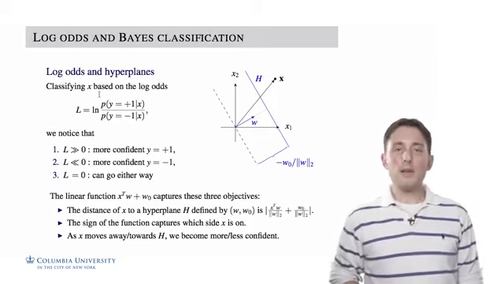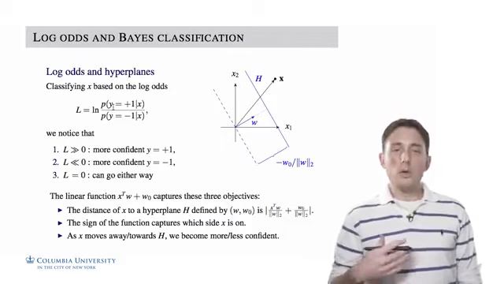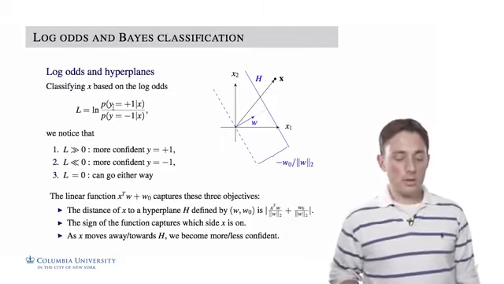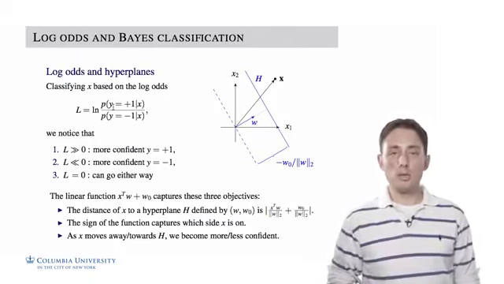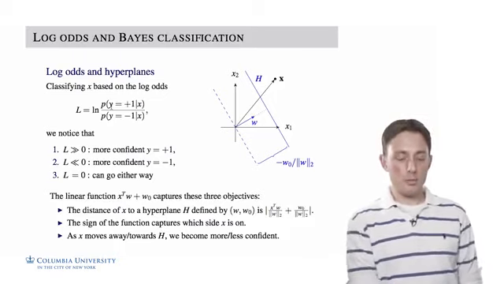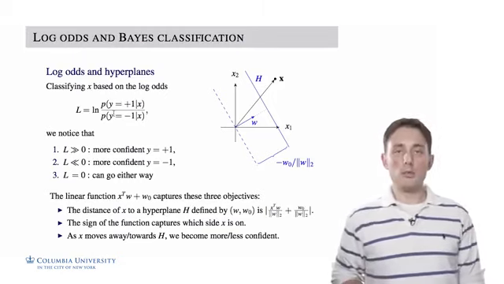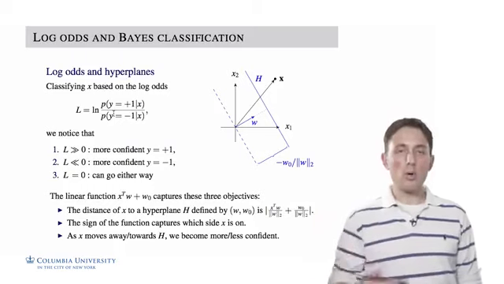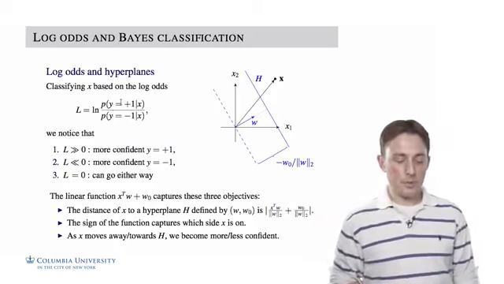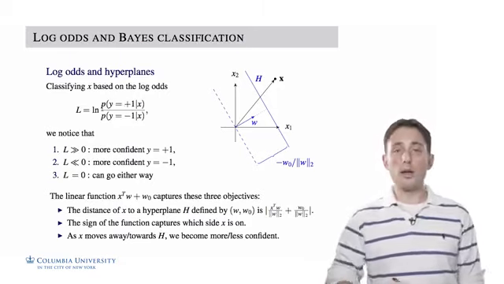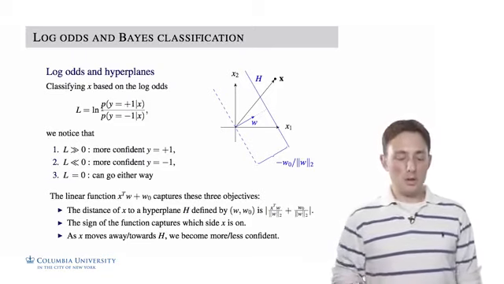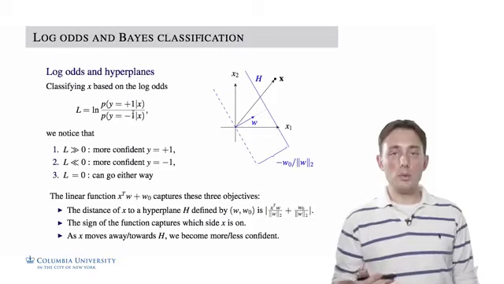So if we classify x based on the log odds written this way, notice that this function L is going to become more and more positive the more confident we are that y is equal to +1. Simply by inspection, the more probable that y is +1 given x, the more positive this term is going to be. And as it gets more and more positive, we're more and more confident that y is equal to +1. The more and more negative it becomes, the more this ratio shrinks to 0, and therefore the log of that becomes more and more negative, the more confident we are that the label is going to be -1.